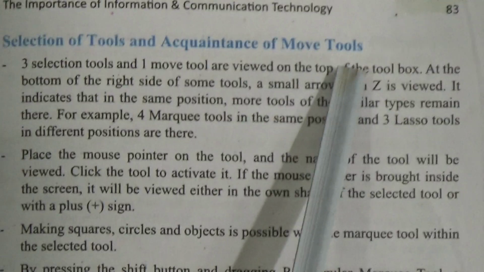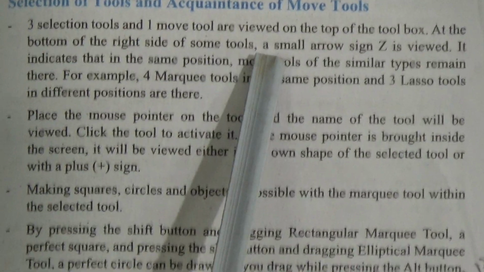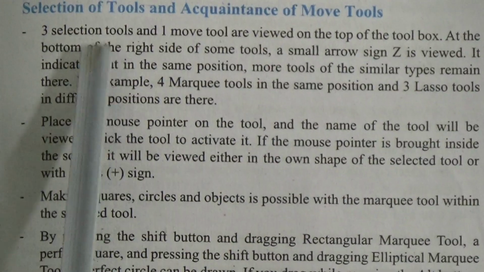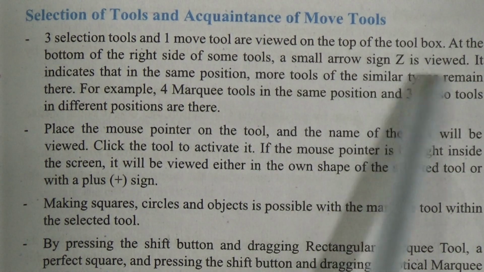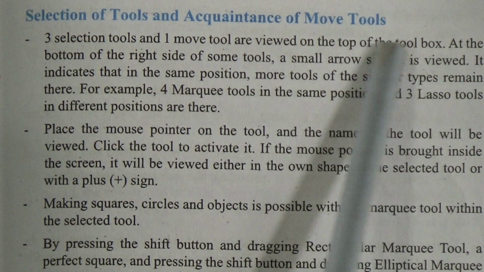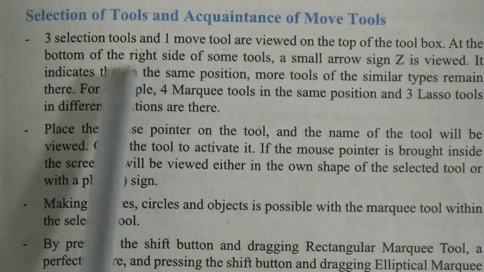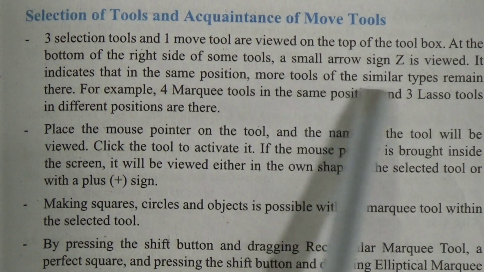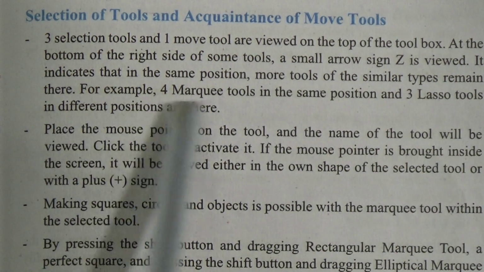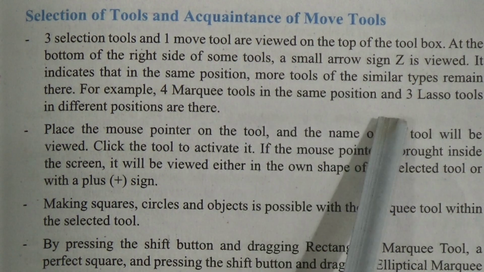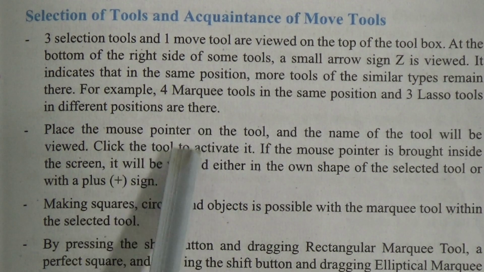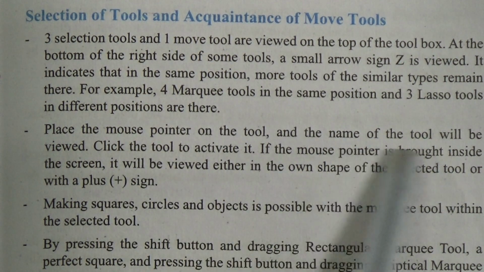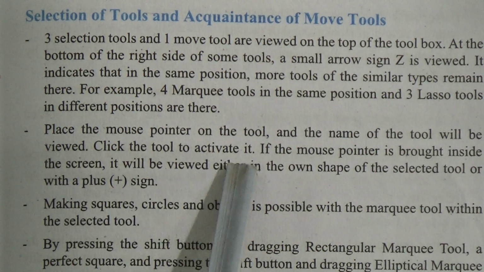Now, selection of tools and acquaintance with the move tool. 3 selection tools and 1 move tool are viewed at the top of the toolbox. At the bottom of the right side of some tools, a small arrow sign, like Z, is viewed. It indicates that in the same position, more tools of similar types remain. For example, 3 marquee tools in the same position and 3 lasso tools in different positions are there. Place the mouse pointer on the tool and the name of the tool will be viewed. Click the tool to activate it.